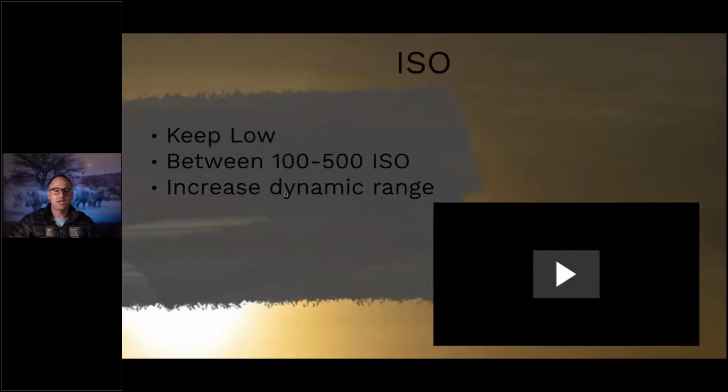The last part of the settings would be our ISO. ISO is the light sensitivity of our sensor. The higher it is, the more sensitive it is to light, which means it records the light faster. We want to keep this low because we want the shutter speeds to be longer. So this gives us a great advantage. We can lock it down to between 100 and 500. I try to keep it as close to 100 as possible, because this affects dynamic range.